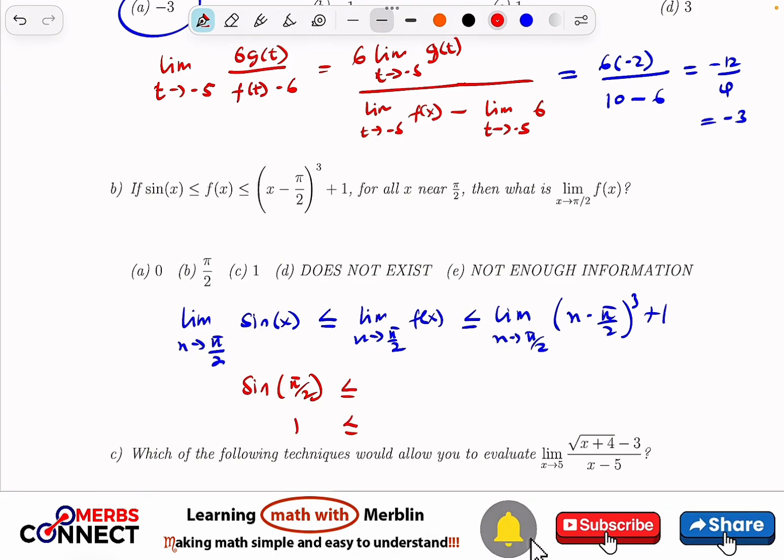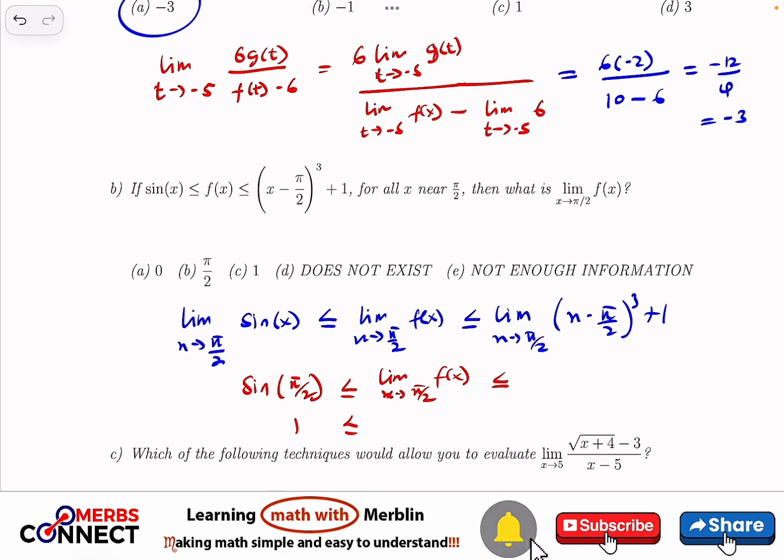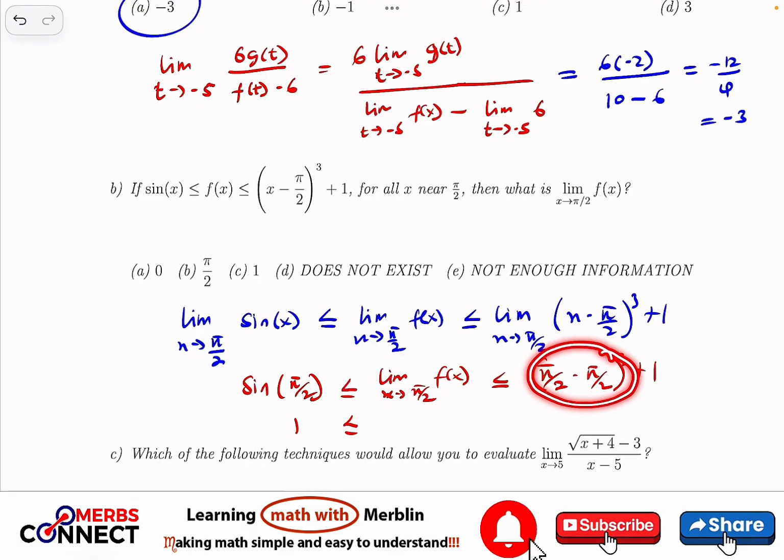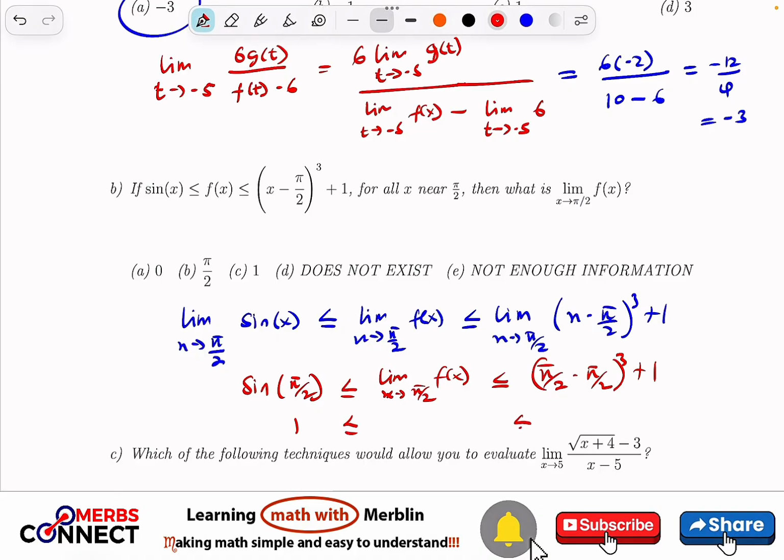It's 1, so I'm going to have less than. So this is going to be the limit as x is approaching pi over 2, f of x less than or equal to. Then here, when I plug in pi over 2, I'm going to have pi over 2 minus pi over 2 to the power 3 plus 1. And this term here will go to 0. So I'm going to have this one to be also 1 here.